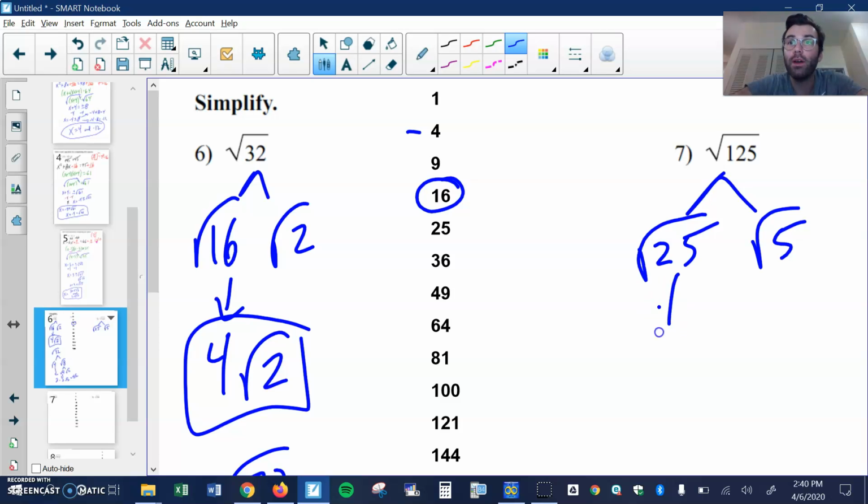Okay, so the square root of 25 is 5, and there is no square root of 5, so just leave it as 5 root 5.